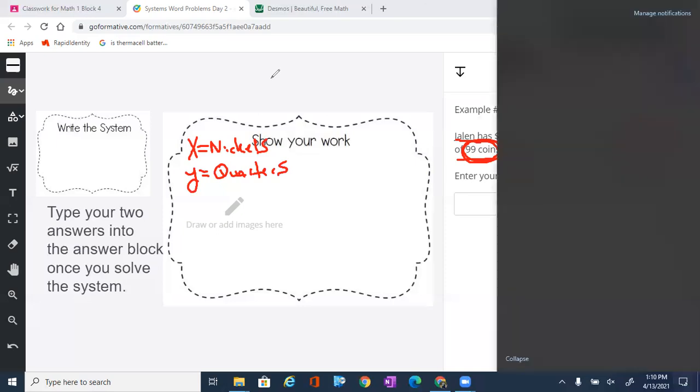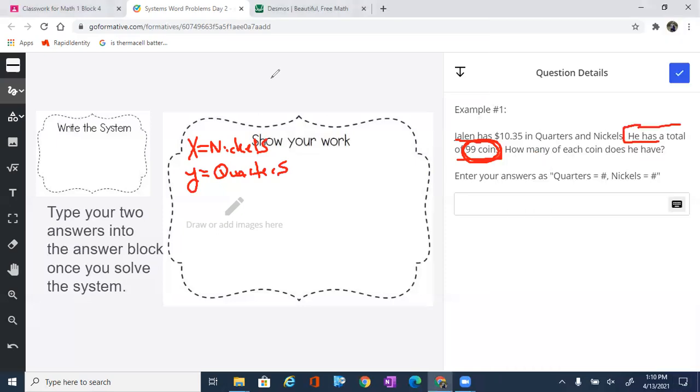So I'm going to start by simply saying that we have X nickels plus Y quarters, and that equals 99. And there's that similarity from yesterday's work, okay? Now we have to go to this piece, which is all about how much money he has. Well, we know that the total that he has is $10.35. Okay, he has a total of $10.35.